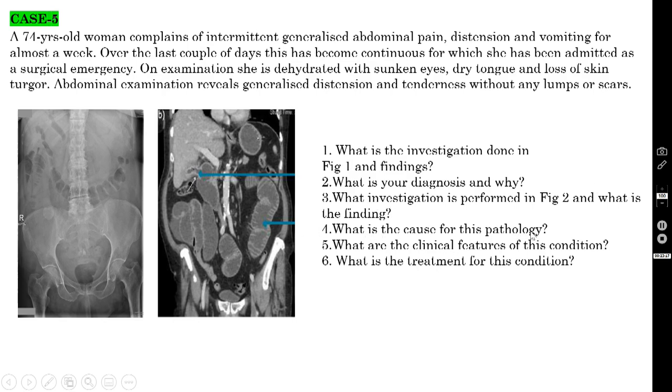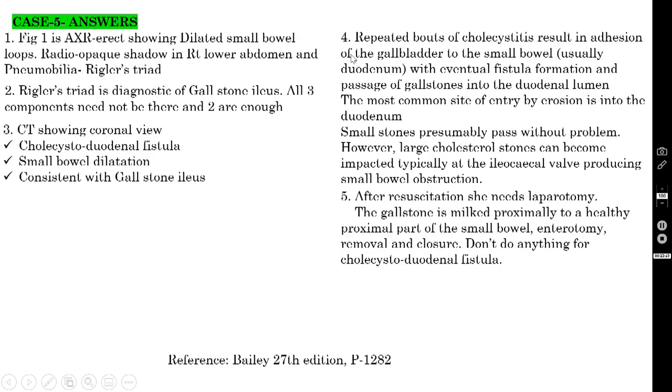What is the cause for this pathology? Okay, the repeated bouts of cholecystitis result in adhesion of the gallbladder to the small bowel, usually the duodenum, with eventual fistula formation and passage of gallstone into the duodenal lumen. The most common site of entry by erosion is into the duodenum. Small stones presumably pass without any problem. However, large cholesterol stones can become impacted, typically at the ileocecal valve, producing small bowel obstruction.